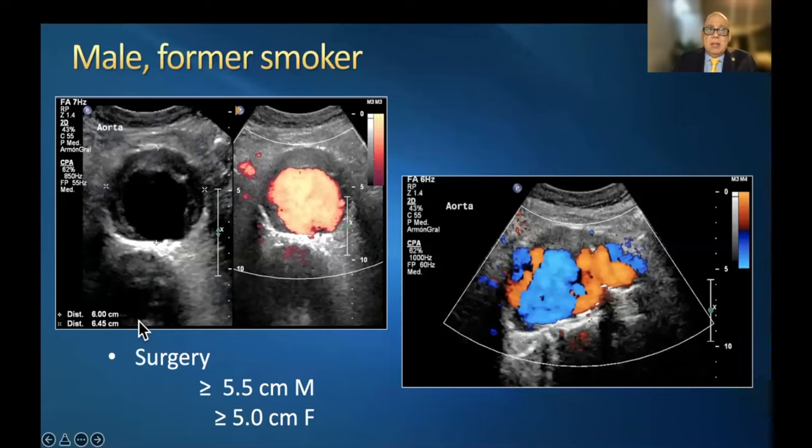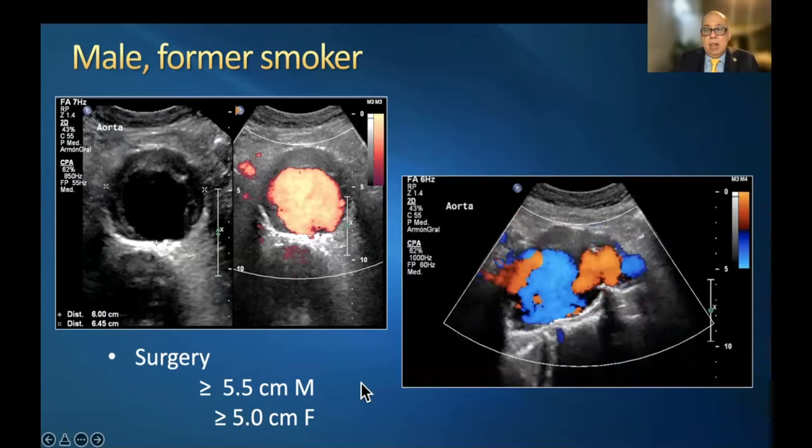This is a male, former smoker. Here we can see in B mode, 6.00 and 6.45 with power Doppler, and here with bidirectional power Doppler.